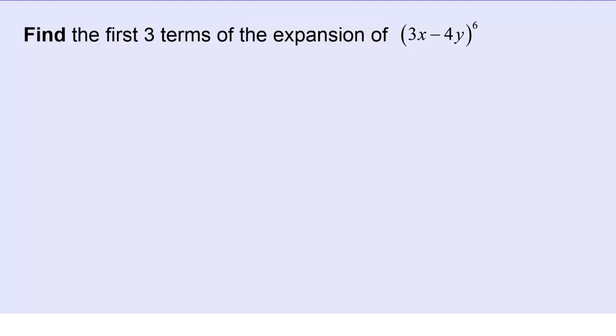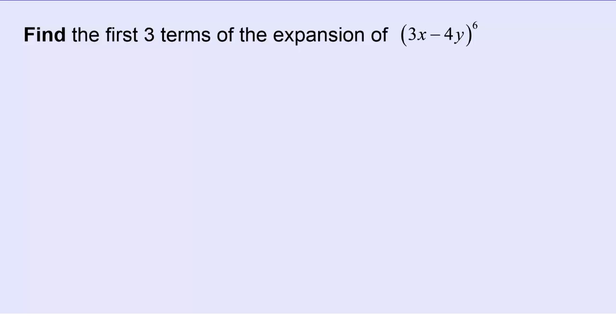Okay, let's take a look at one more example. Find the first three terms of the expansion of 3x minus 4y all to the exponent 6. This question is only asking us to figure out what the first three terms of the expansion are, so we won't need to do the entire thing.